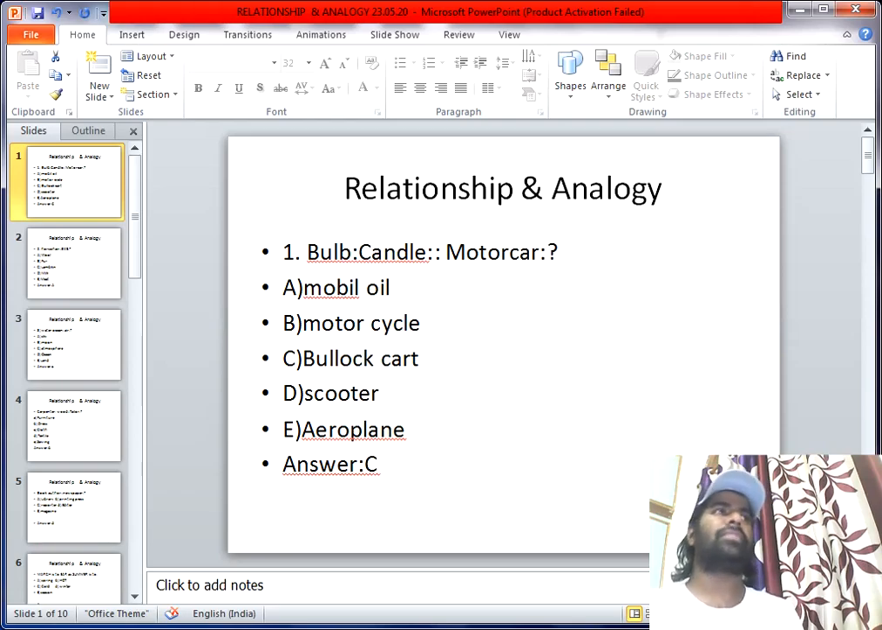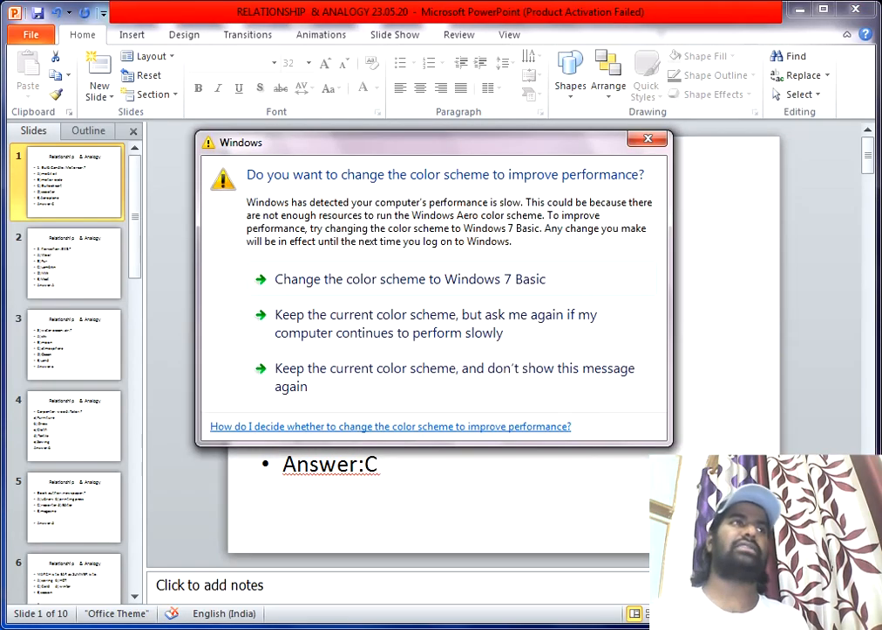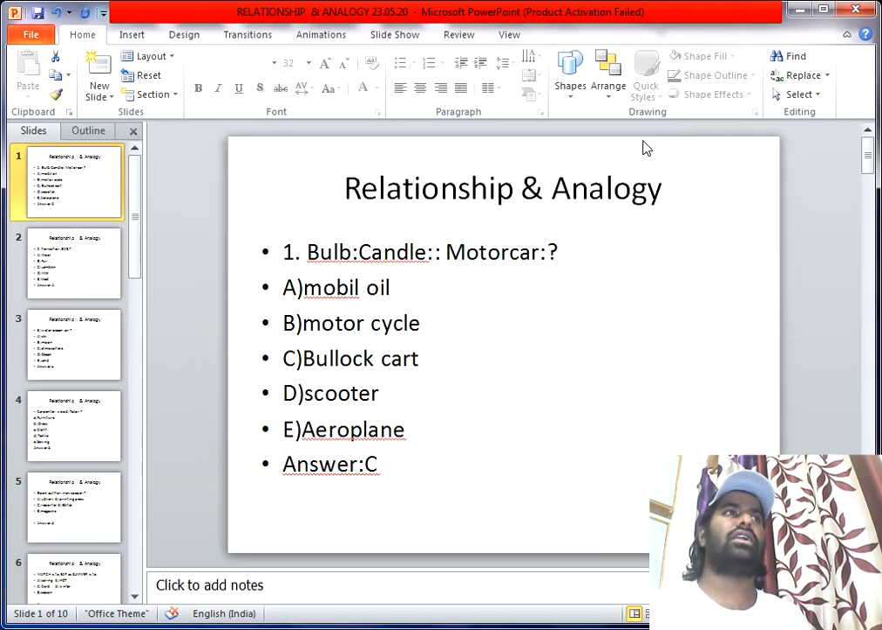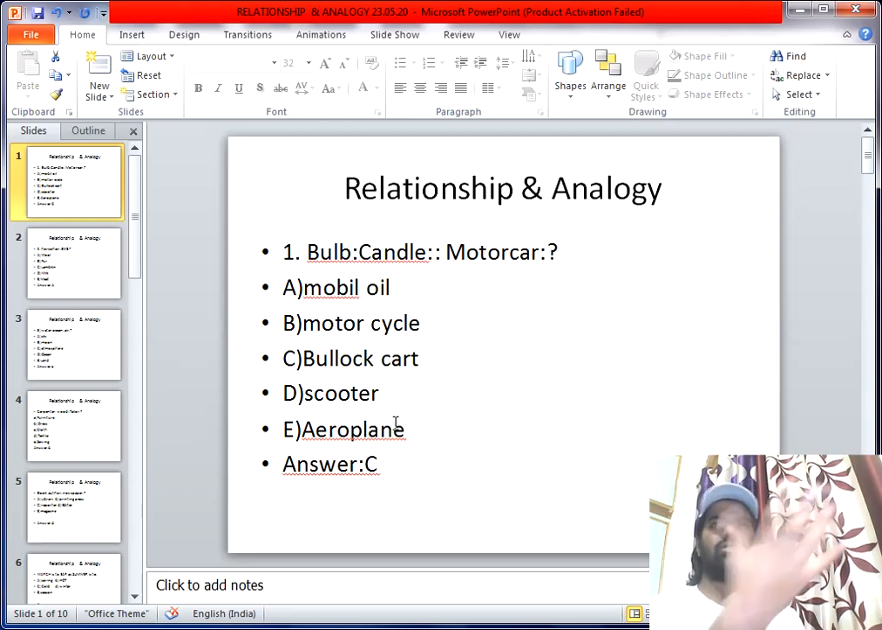So here the first thing is that I thought of teaching the basic thing which we encounter in an exam, that is relationship problems or analogy problems. We're going to solve some of the problems. When you read the problem itself, you'll be able to grasp it or solve it like this.